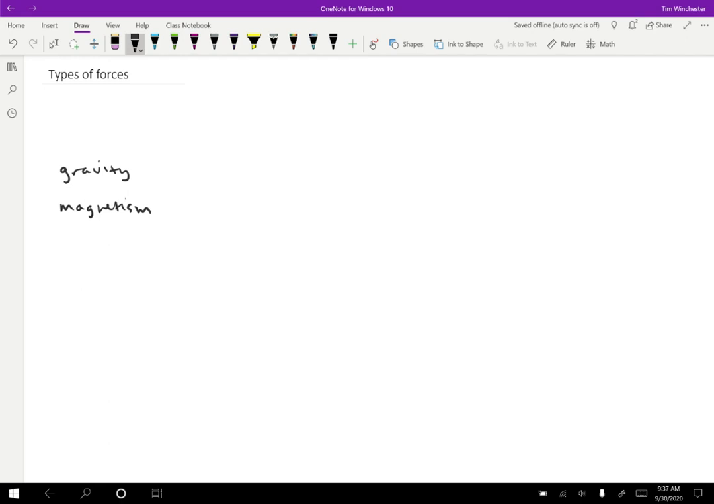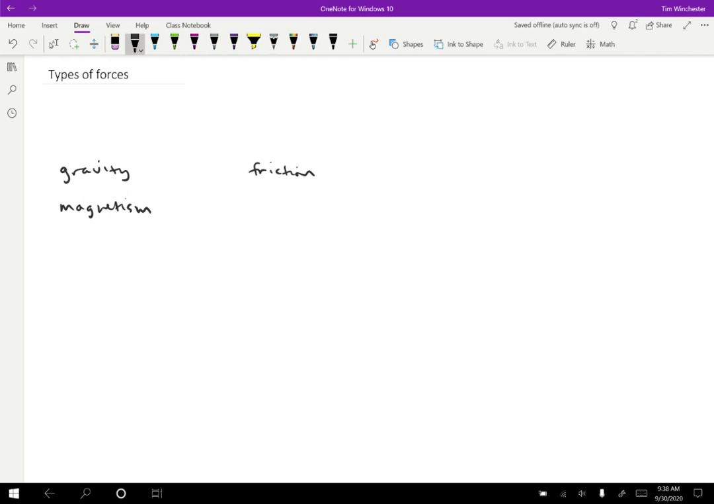Some other kinds that are pretty common are, for instance, friction. So it's fairly familiar. If you push an object, it'll come to a stop after a little bit because of friction. Or if you are walking, the reason that you don't just slide and fall onto the ground is because there's friction underneath your feet that keeps you where you're trying to be.